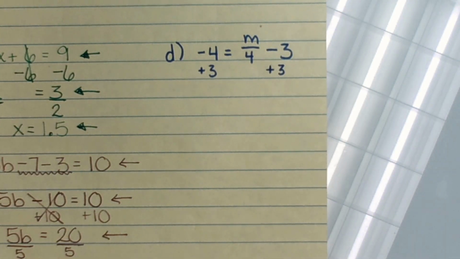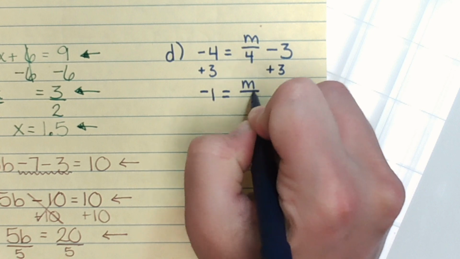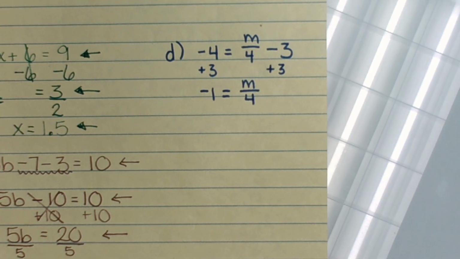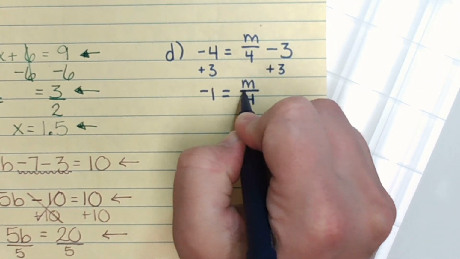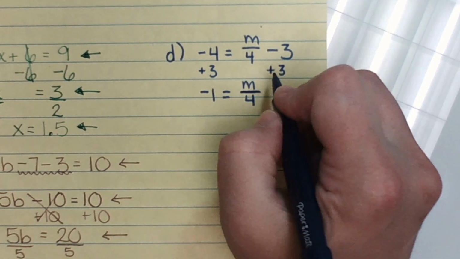What's negative 4 plus 3? Negative 1 equals m over 4. How do I get rid of the 4? What's a fraction bar? What operation is that? Adding, subtracting, multiplying, or dividing? What's the opposite of divide? So we multiply by 4.